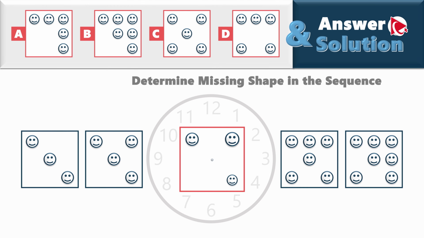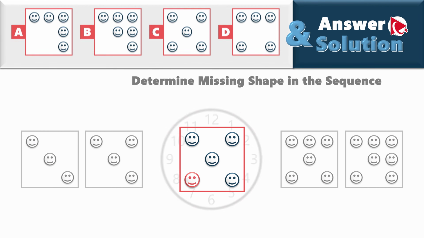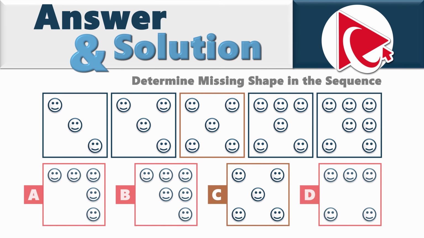As you can see, in shape 3, the missing smiley face would be at 7 o'clock. Then in shape 4, the new shape shows up at 12 o'clock. Then the next one in shape 5 would be at 3 o'clock. And if we continue the pattern, in a shape 6, the smiley face would be at 6 o'clock. Which means that the new smiley face will show up at 7 o'clock in shape 3, and the correct answer here is choice C.